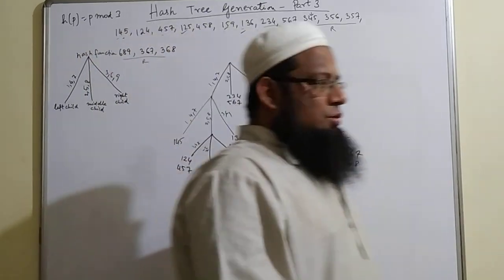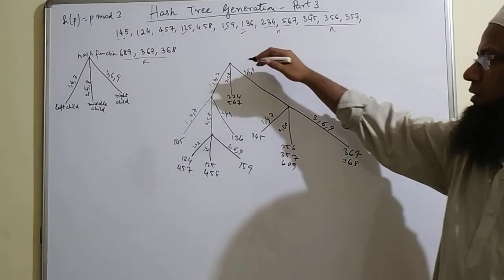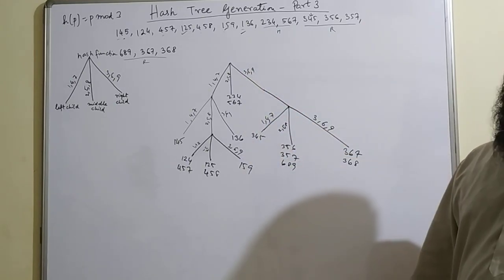Here we come to the end of all the candidate item sets, and we have drawn the hash tree.